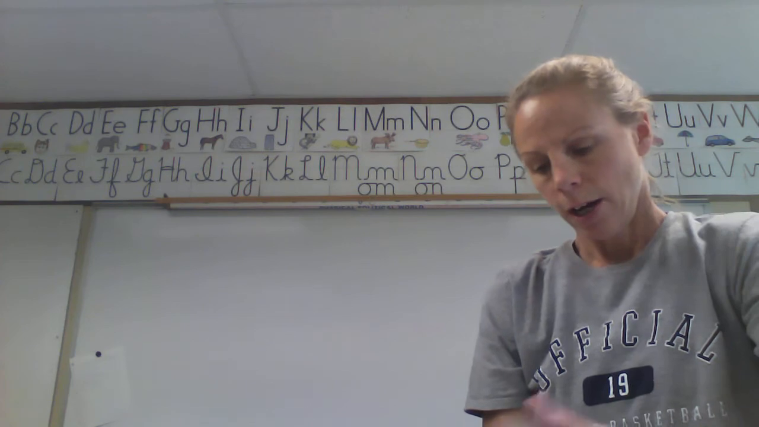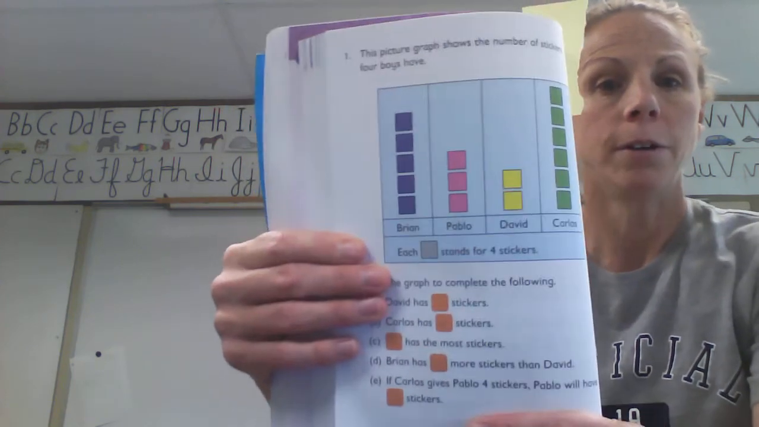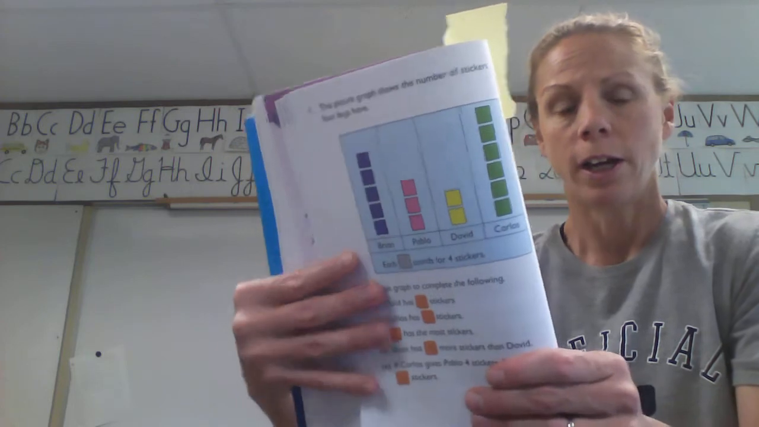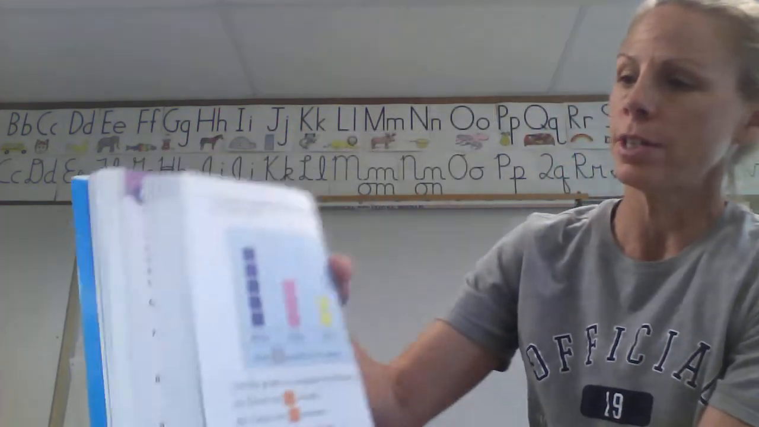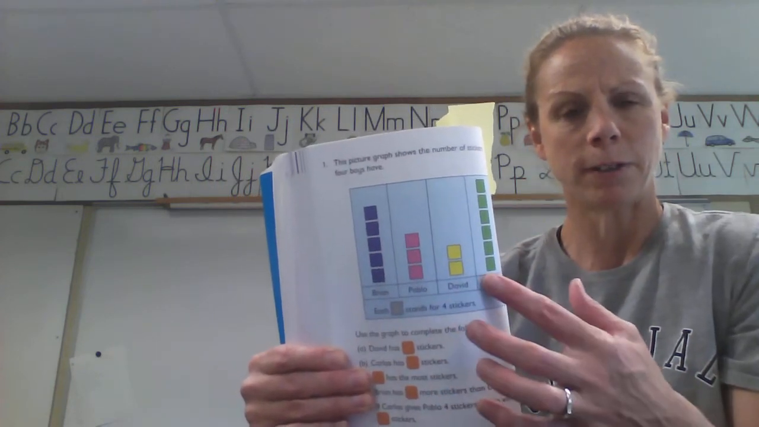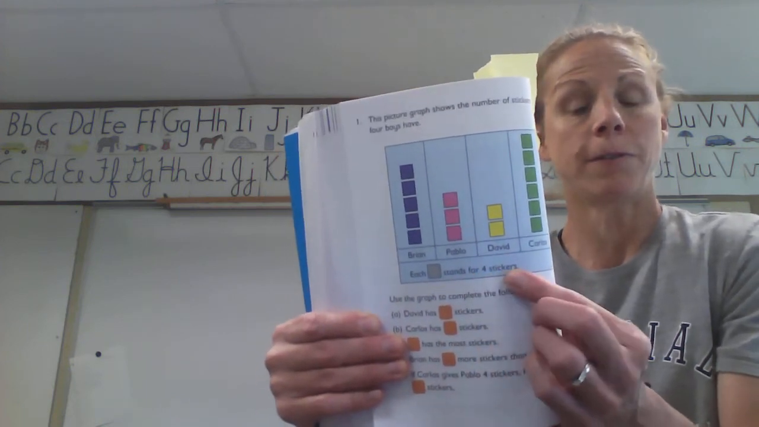I wanted to talk about when you are looking at a graph, you want to make sure that you check out all the information before you just start going to the questions, like understanding what we're talking about, how they've organized the chart. In this one, this picture graph shows the number of stickers that 4 boys have. I look at it, see the names of the boys, and then it says here, each box stands for 4 stickers.